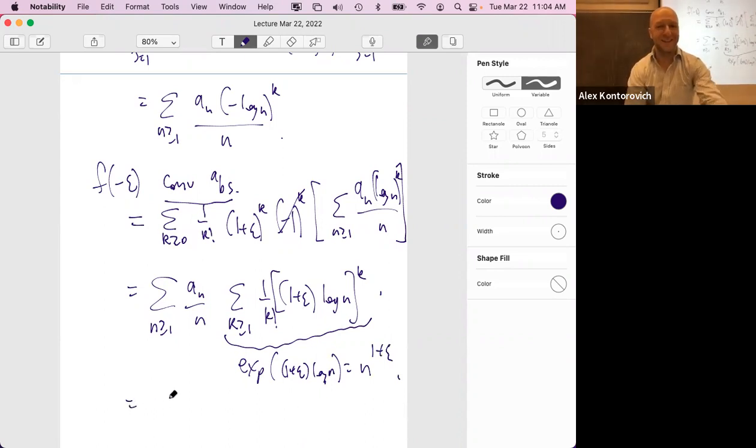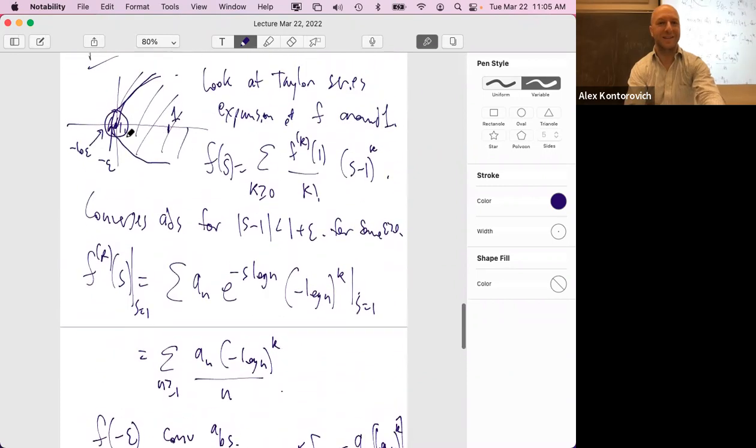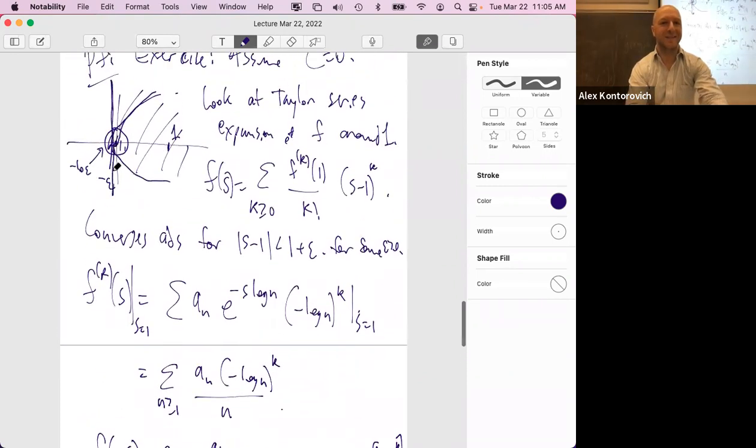Well, what does that mean? That means that the sum over n of a_n over n times n to the 1 plus epsilon converges absolutely. Everything is positive. But this is the sum over n of a_n, the n on top and bottom cancel, and I have n to the minus epsilon, which is exactly the convergence at this point.